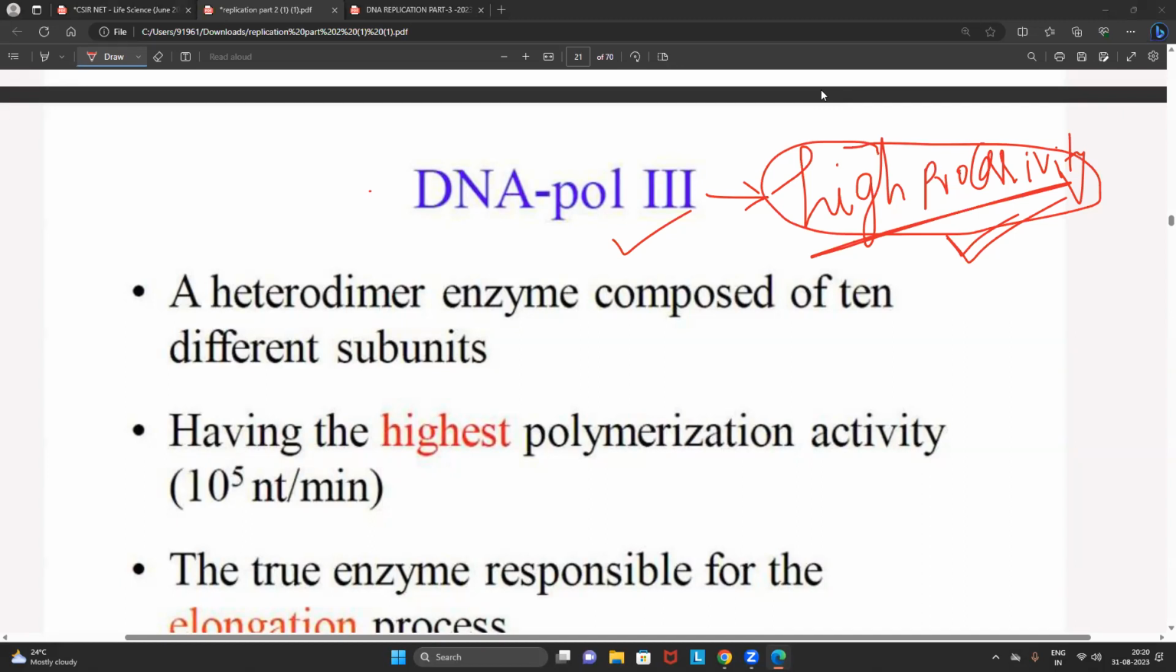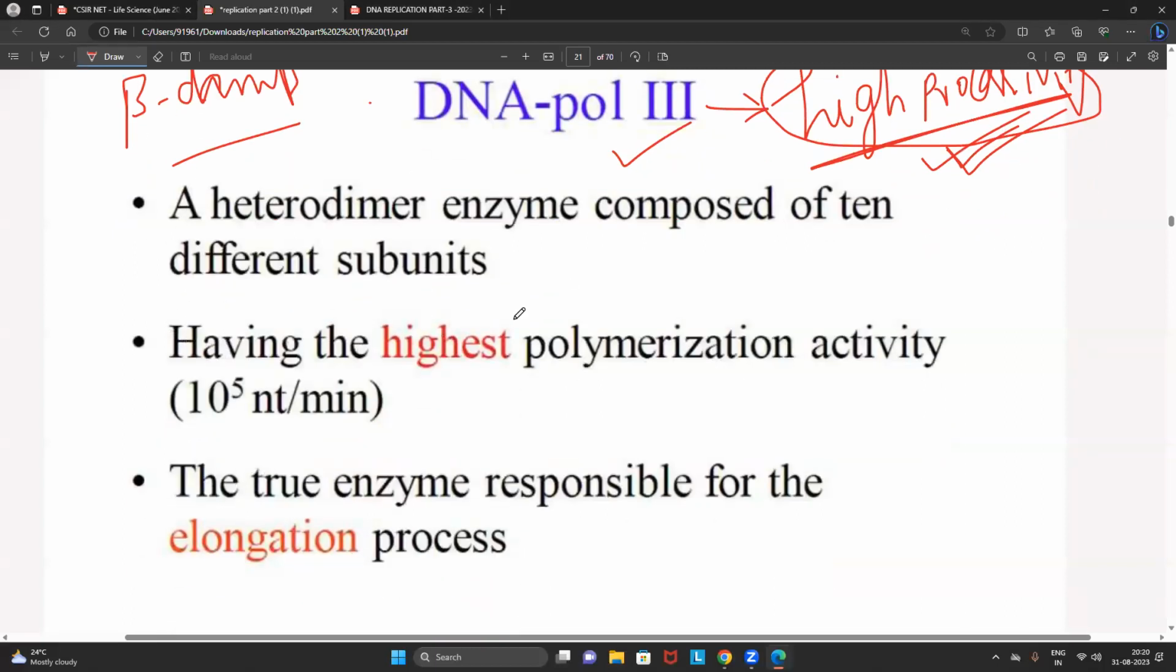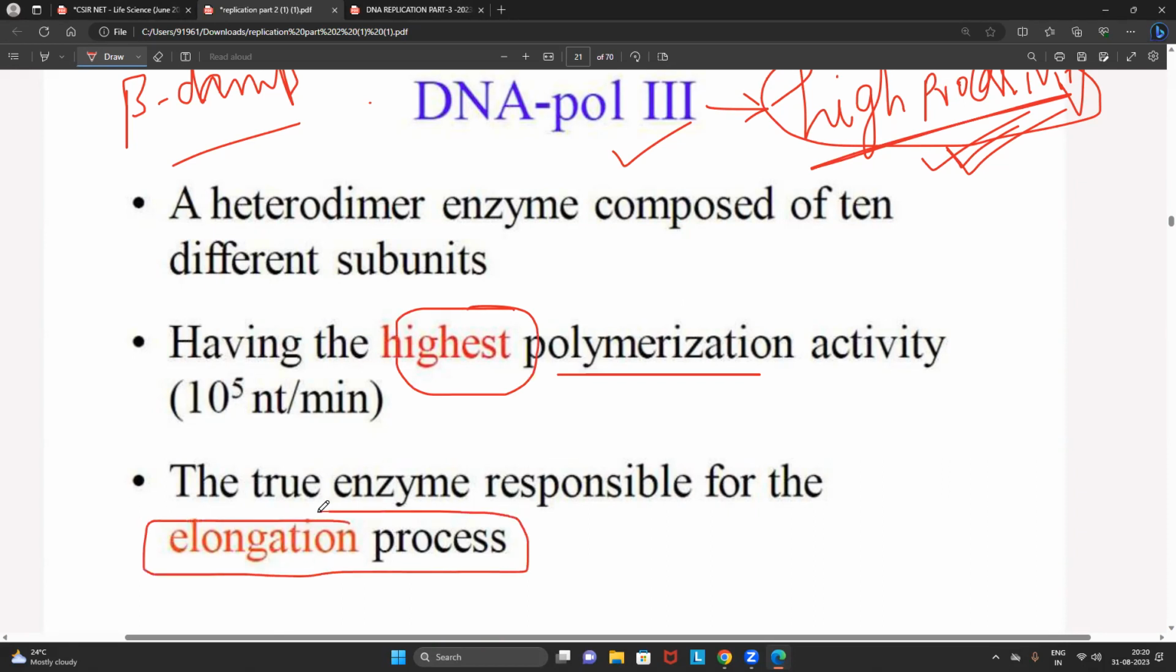How come you people forgot? Not even 1%. How come? Very good, very good. Correct, Narayani. Beta clamp. Beta clamp is the name of the protein that increases the processivity. Everyone forgot. Now let me explain to all of you how. We all studied that. Remember, DNA polymerase 3 is the enzyme having the highest polymerization activity, and this is the unique enzyme for the elongation process.